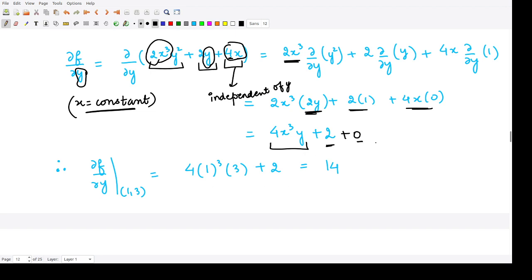So this is the partial derivative with respect to y, but they are asking what is its value calculated at the point 1, 3. So when you substitute x is equal to 1 here and y is equal to 3 here, your final answer is equal to 14.